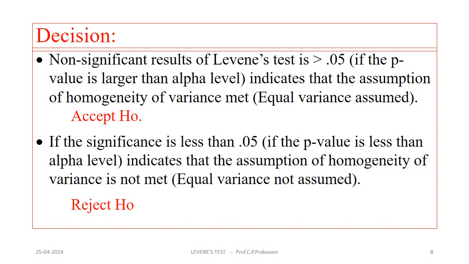If the significance is less than 0.05, that is, if the p-value is less than the alpha level, it indicates that the assumption of homogeneity of variance is not met. That is, equal variance is not assumed. Then reject H naught. If H naught is rejected, then the analysis of variance will be carried further. Otherwise, it is not required for carrying out the analysis of variance.